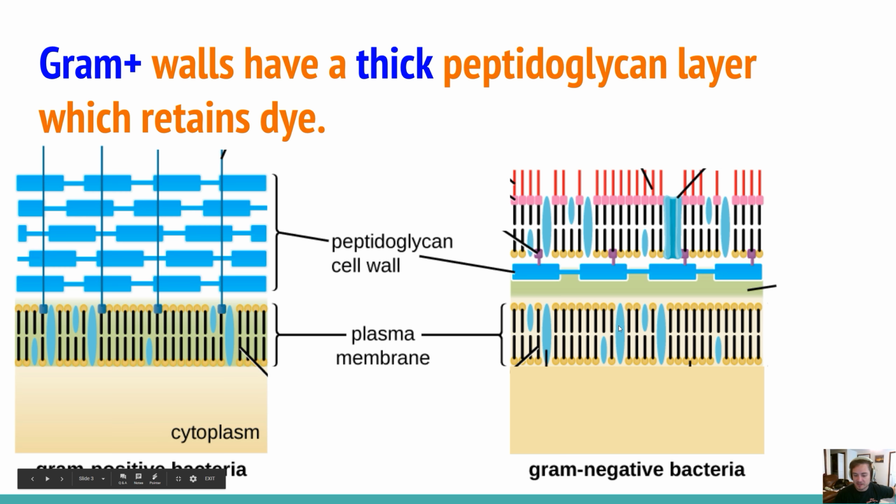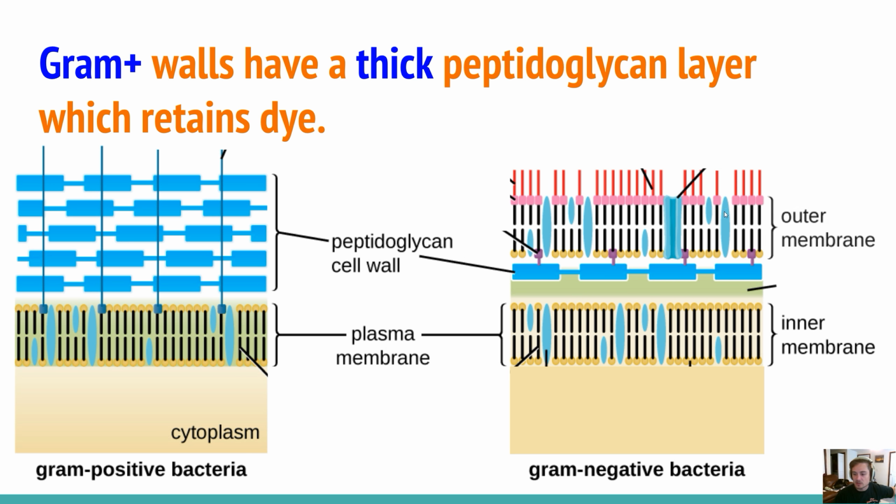Whereas the gram-negative bacteria have the inner membrane and then a really thin peptidoglycan. However, they have this inner membrane, but they also have an outer membrane. And this is going to be important. There's going to be a lot of key features in the gram-negative bacteria for the outer membrane.